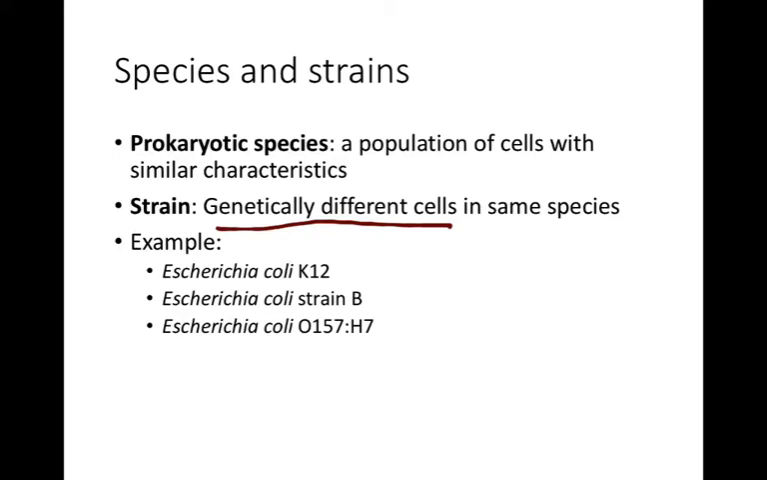For example, K12 and strain B are non-pathogenic strains of E. coli that have different genetic makeups. O157:H7, on the other hand, has another different genetic makeup, which includes some very specific genes that are required for its pathogenicity.